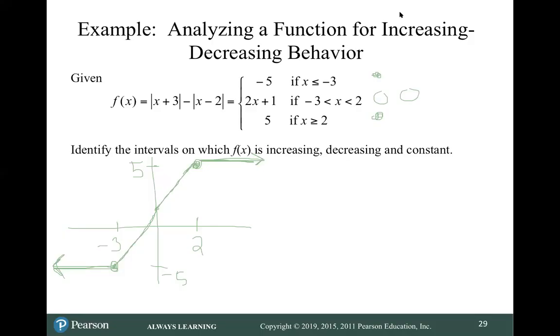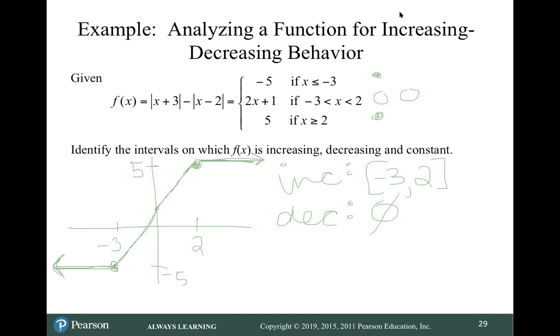So I want to identify the intervals for which it's increasing, decreasing, or constant. So let's start with increasing. Increasing means a positive slope. It's increasing from -3 to 2. Is there any other place where it's increasing? No. We can look at the whole graph and we can see it won't be increasing anywhere else. Decreasing means a negative slope. Is there anywhere that the graph has a negative slope? There's nowhere that the graph has a negative slope. This symbol means empty set, no solution.